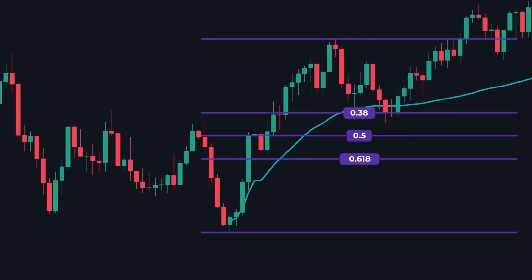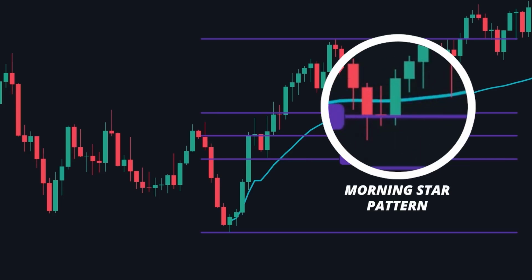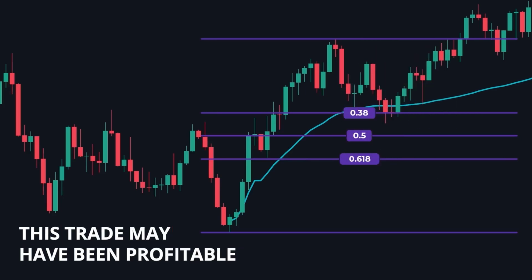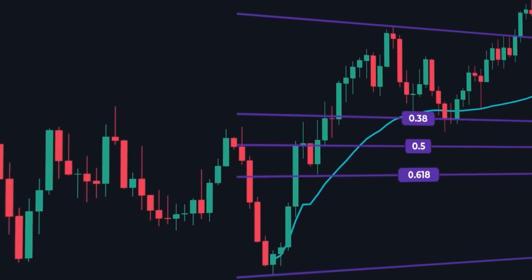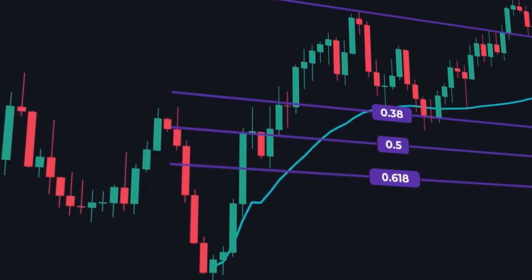As shown, the price did find support at this particular level. Furthermore, a morning star pattern shows a bullish reversal, implying a high probability trade. This trade may have been profitable. Let's take a look at the final approach before we wrap up this video.